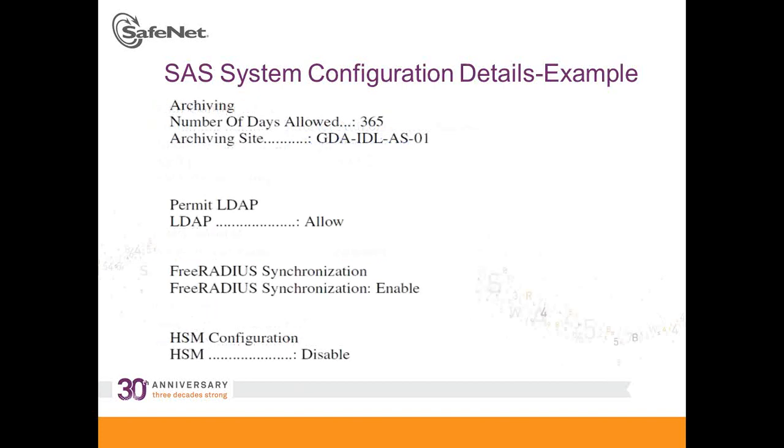We can see archiving. We can see whether or not they're permitting LDAP. We can see the FreeRADIUS synchronization. In this case, FreeRADIUS synchronization is set to enabled. So this would tell me that this customer is not using NPS and they're using FreeRADIUS as the RADIUS server. And the last item we see here is whether or not we have any HSM configured within the system.